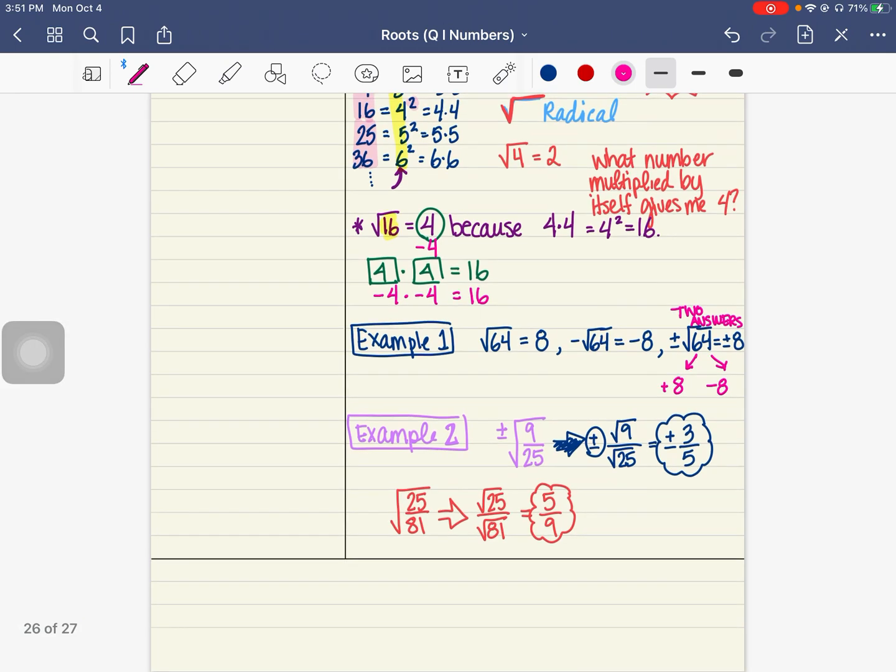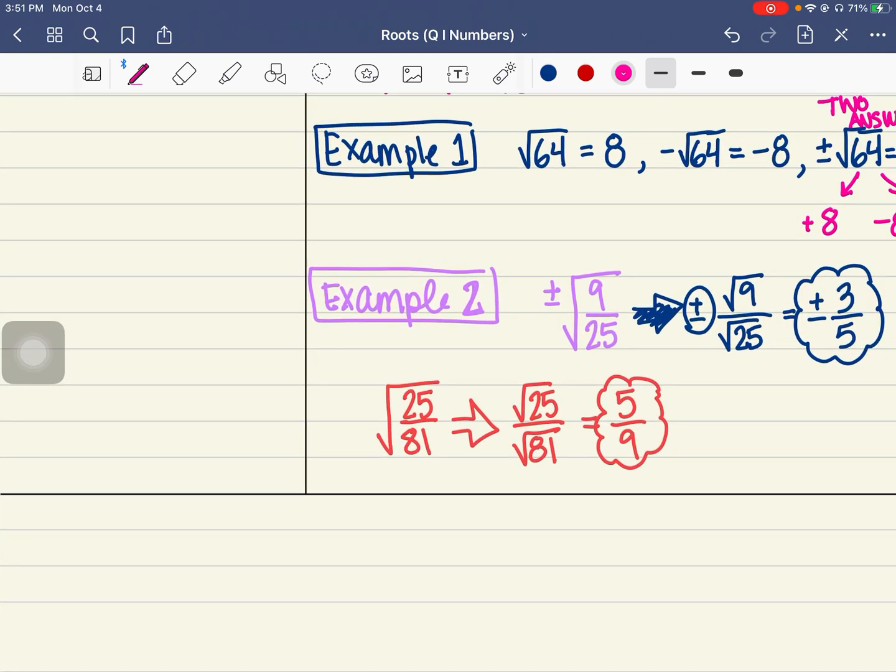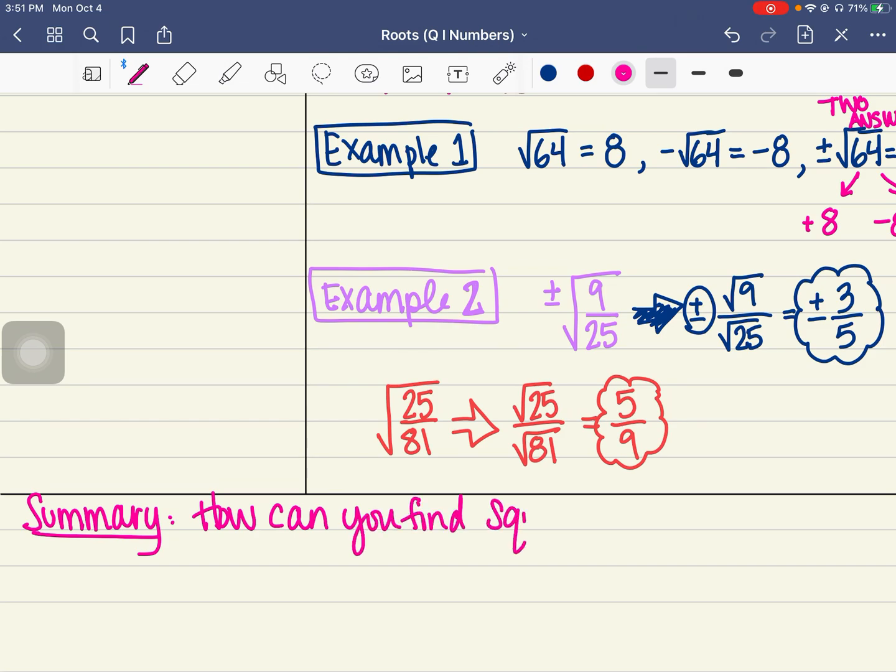So the question that I hope you guys can answer right now is our summary question. Here's the question: how can you find square roots without a calculator? Okay, so how can you find square roots without a calculator?